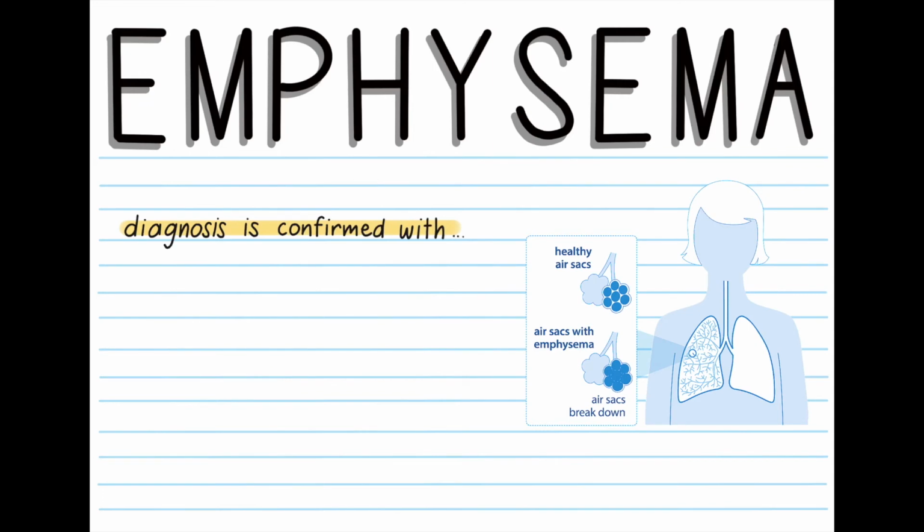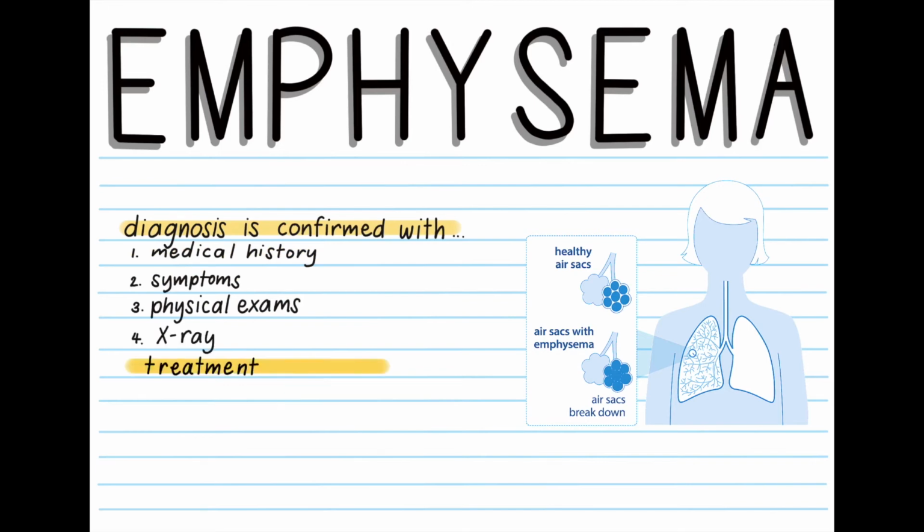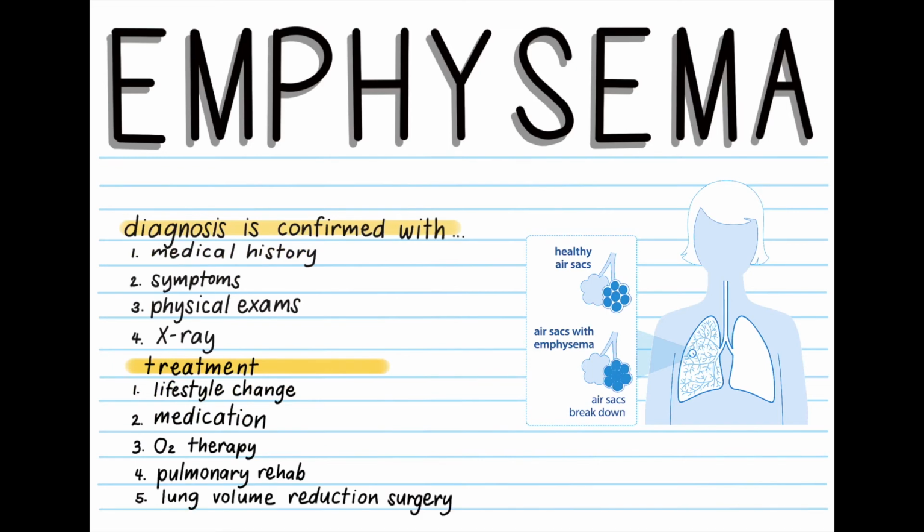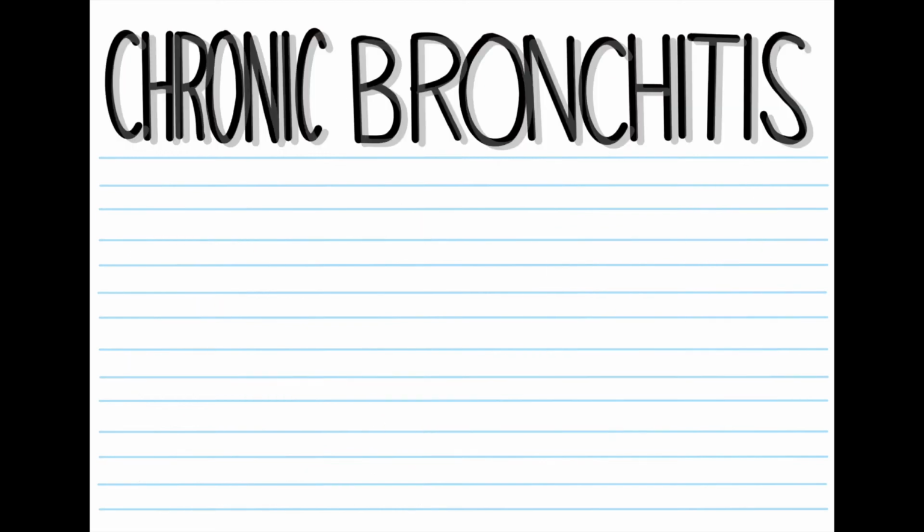Diagnosis is confirmed with the help of the medical history of the patient, like smoking habits and exposure to smoke or cigarettes. Symptoms, physical exams as simple as walking or listening to the heart, and X-ray. Treatment includes lifestyle change, medication, oxygen therapy, pulmonary rehabilitation, or lung volume reduction surgery, which removes the worst affected areas of the lungs. Next one is called chronic bronchitis.